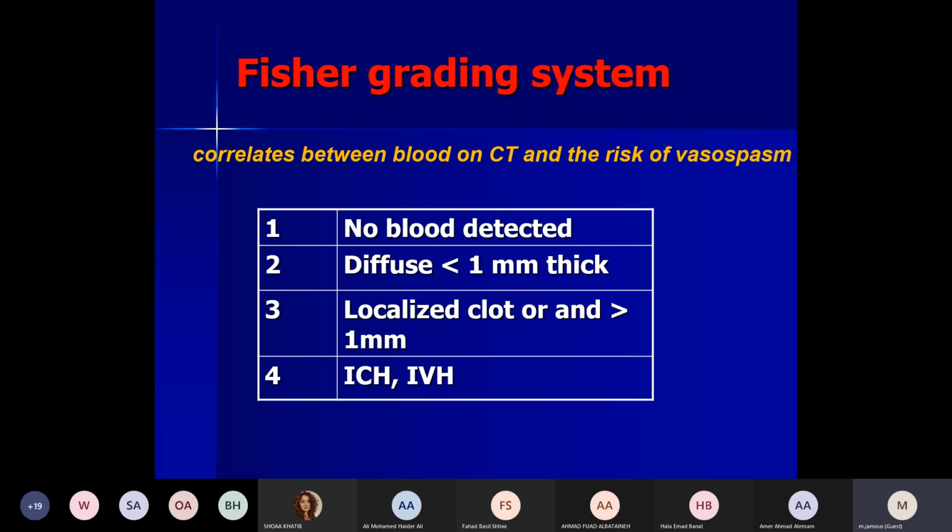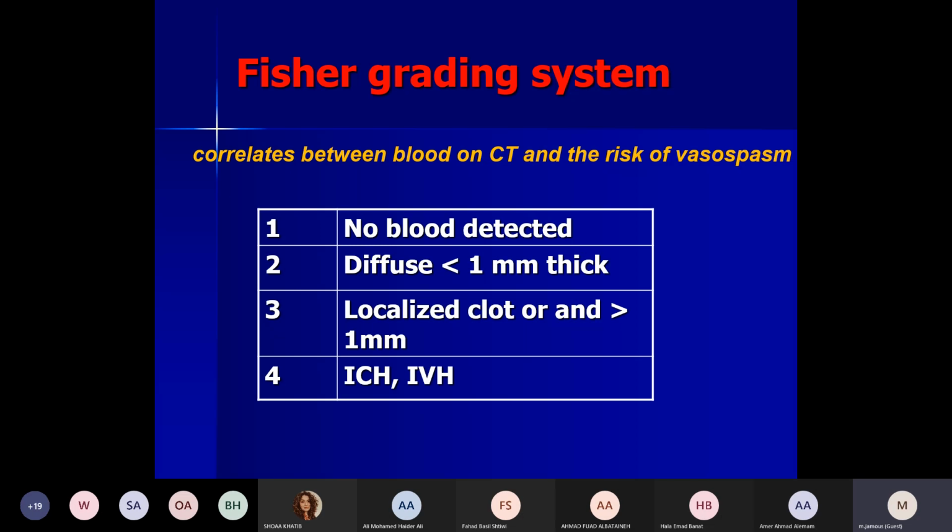Grade 1, no blood. Grade 2, it is diffuse, less than 1 millimeter thickness. Grade 3, if there is localized clot, more than 1 millimeter thickness. And grade 4, if there is associated ICH or IVH. The important thing about this grade is grade 3, when there is thick clot, more than 1 millimeter thickness. And this grade 3 is associated with high risk for vasospasm. And we'll talk about vasospasm later.